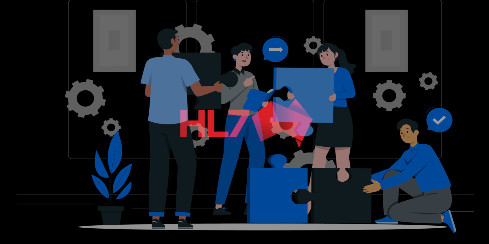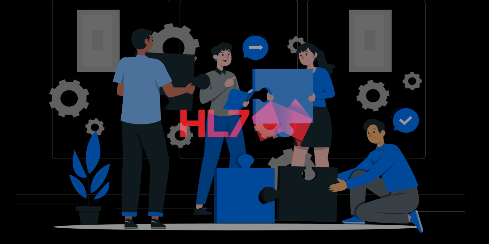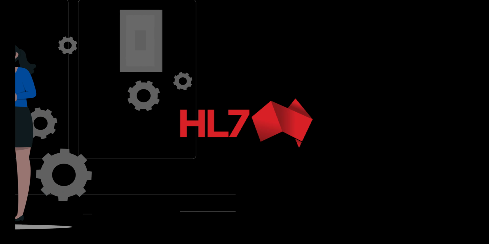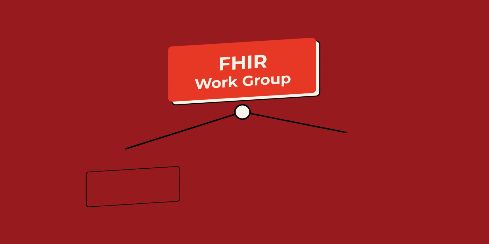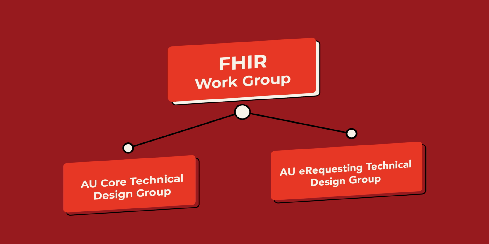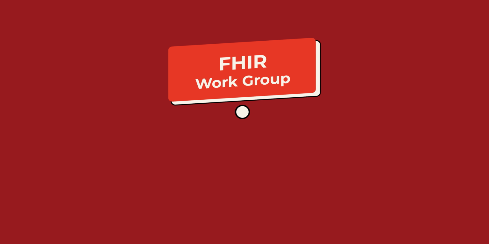One of their primary responsibilities is maintaining the AU-based FHIR Implementation Guide, which harmonises Australian localised concepts across various project implementation guides. Any additions or changes to AU-based content require the Workgroup's review and approval. The Workgroup also sponsors specialised subcommittees, including the AU Core Technical Design Group and the AU E-Requesting Technical Design Group. These subcommittees operate under the same governance principles as the main Workgroup.